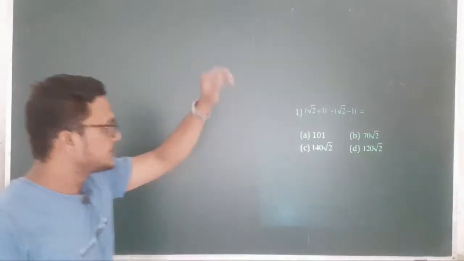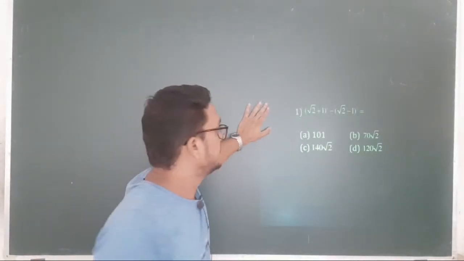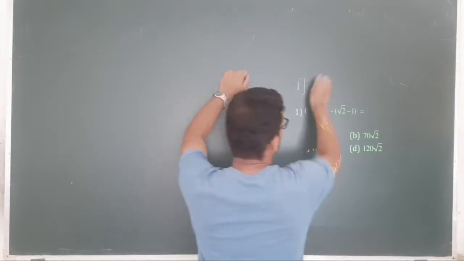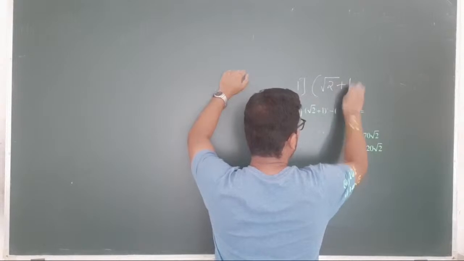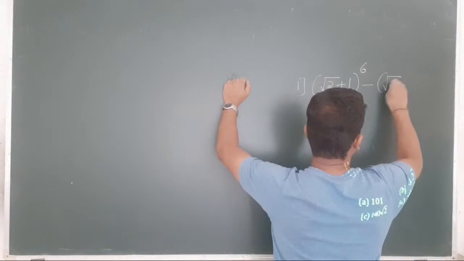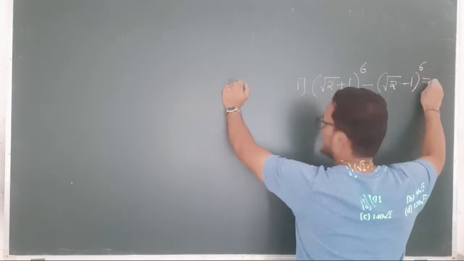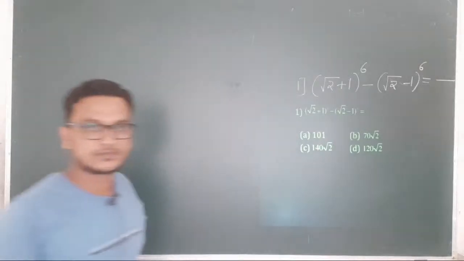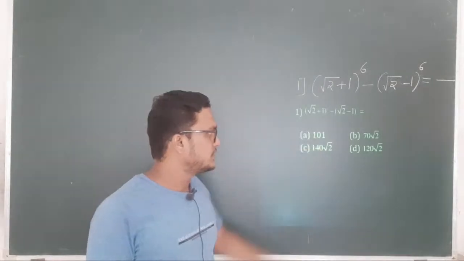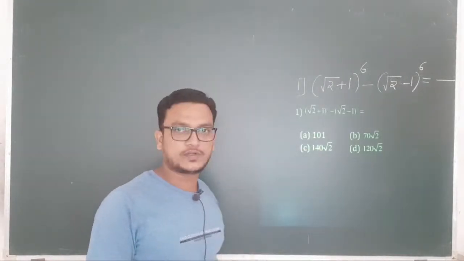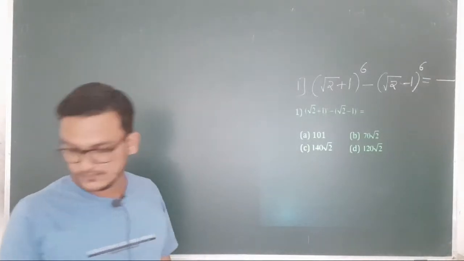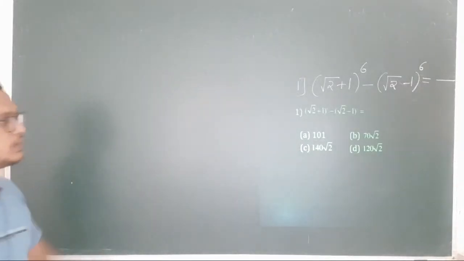Okay, so this is the question here. Maybe the question is not clear to you, then I'll write the question. What is the question here? (Root 2 plus 1) to the power 6 minus (root 2 minus 1) to the power 6 is equal to; options are A 101, B 70 root 2, C 140 root 2, option D 120 root 2. Okay. See then how you are going to simplify this.